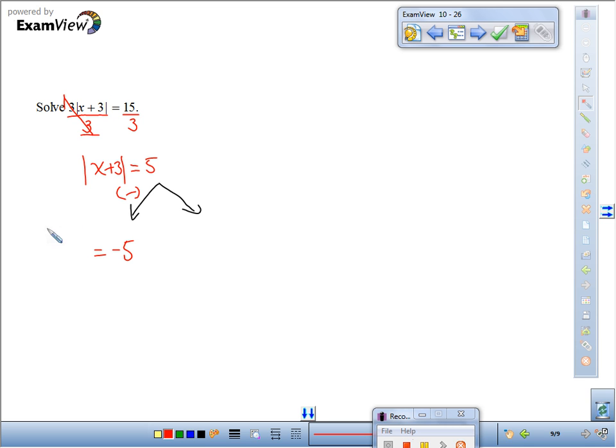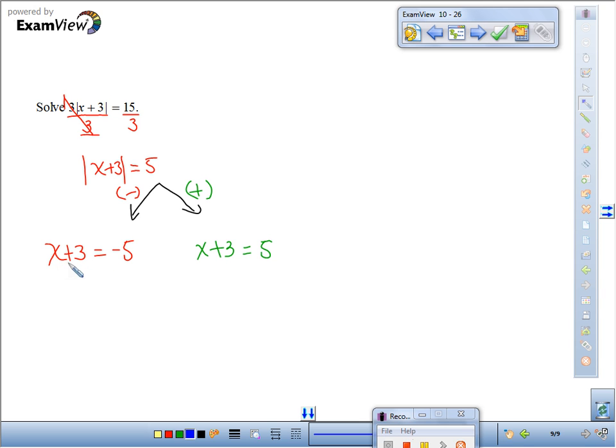And whatever's inside of the absolute value stays the same, x plus 3. So I wrote one equation for my negative, so I'm going to write one for my positive. The 5 stays a positive, and I rewrite whatever's inside of the absolute value, x plus 3. At that point, what do we do? Solve using what? Inverse operations.